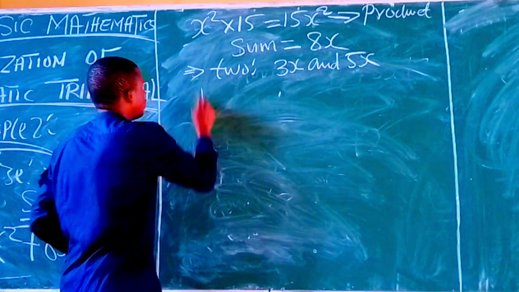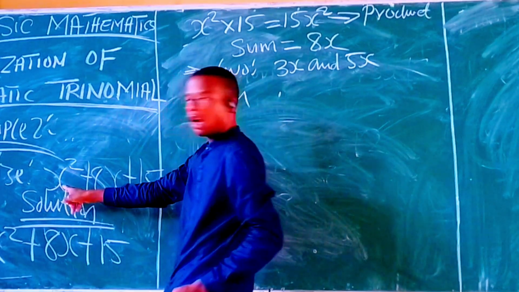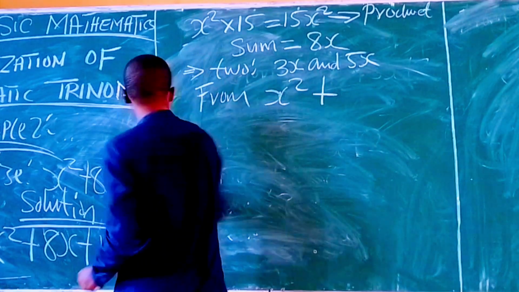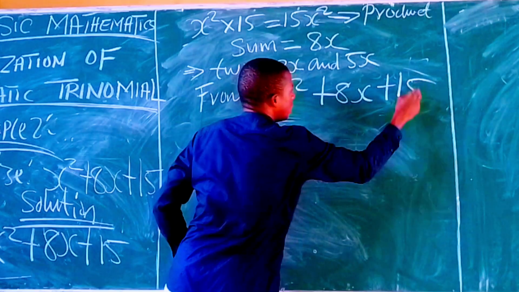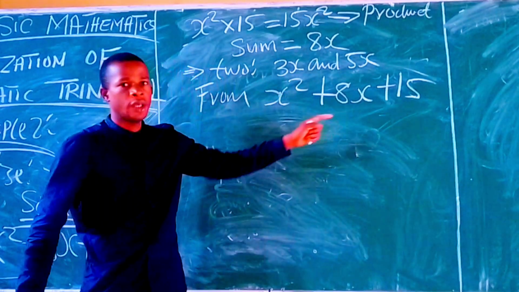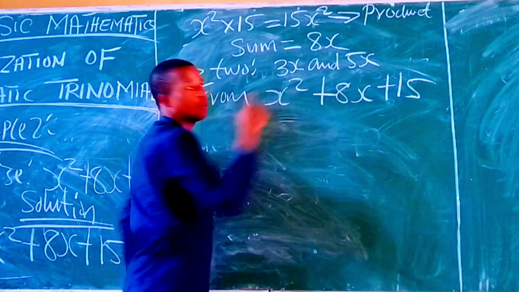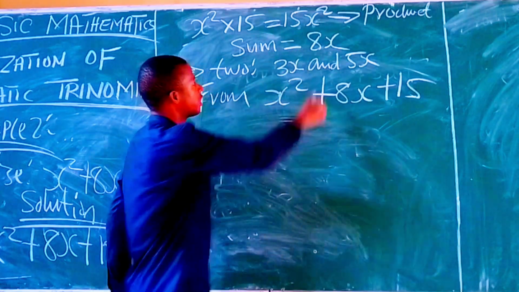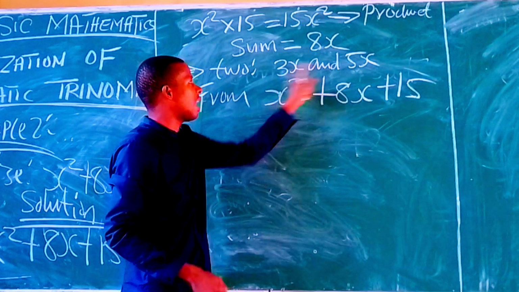You know that from this expression that they give us, what they give us is what? They say you should factorize what? x squared plus 8x, right? Plus 15. This was the question that they give us. But now we have already identified those two numbers. When we multiply, it gives us the product, which is what? 15x squared. Then when we sum it, it gives us what? 8x.